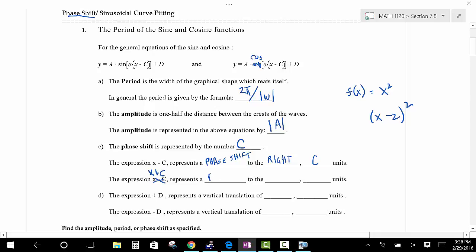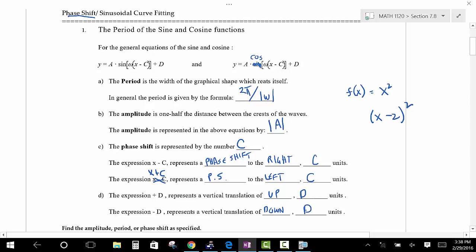So that represents a phase shift, and that's going to go to the left C units like this, okay? So that's what the phase shift is. That's the new part of this section, and it's actually the only new part of this section, okay? All right, what does the D do to this thing? We've already talked about that. Up, down, good. So if it's plus D, what does it do? Which way? Up, and if it's minus, it's going to go down like that.